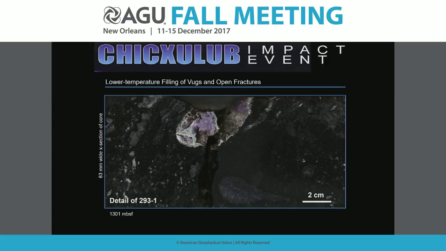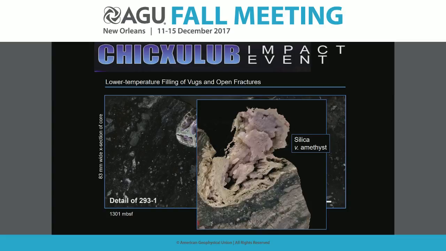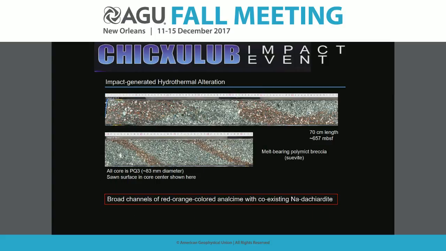We also have macroscopic examples of the vug filling or vesicle filling. This is, again, 2 centimeters, so this is a multi-centimeter cavity within the dark-colored black impact melt rock near the bottom of the core. This is core 293 of 303 cores, so this is very close to the bottom of the borehole. And here's a close-up view of that same alteration mineral, and in this case it turns out to be silica, again a variety of amethyst. You can see macroscopically evidence of the hydrothermal alteration through the core.